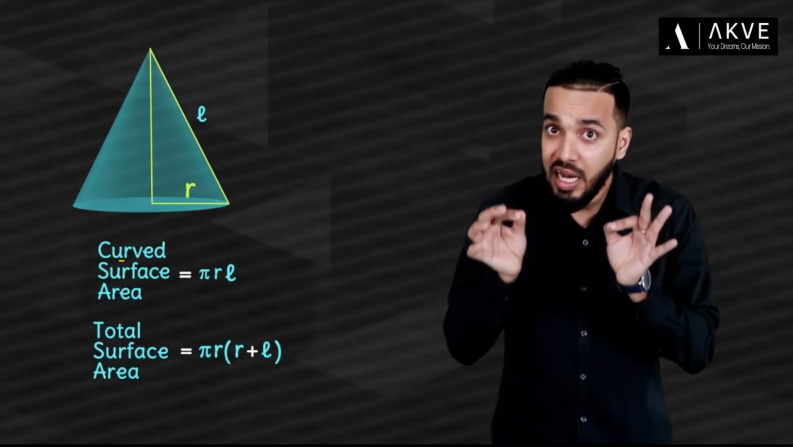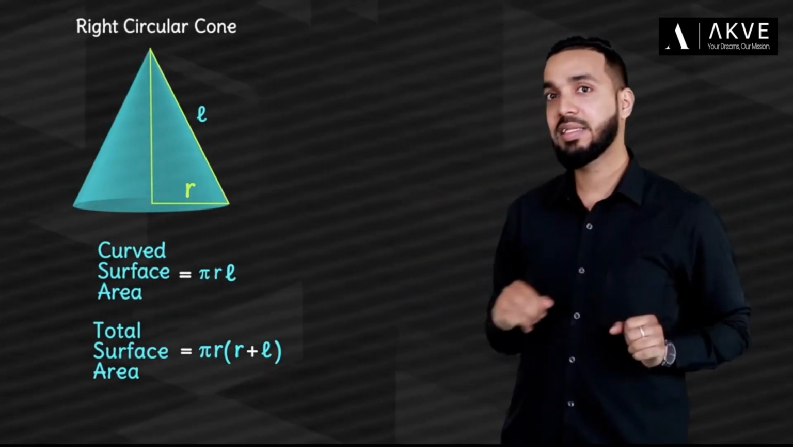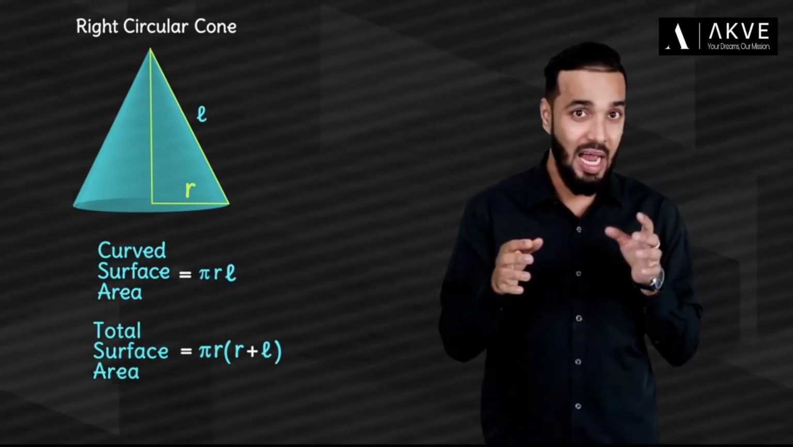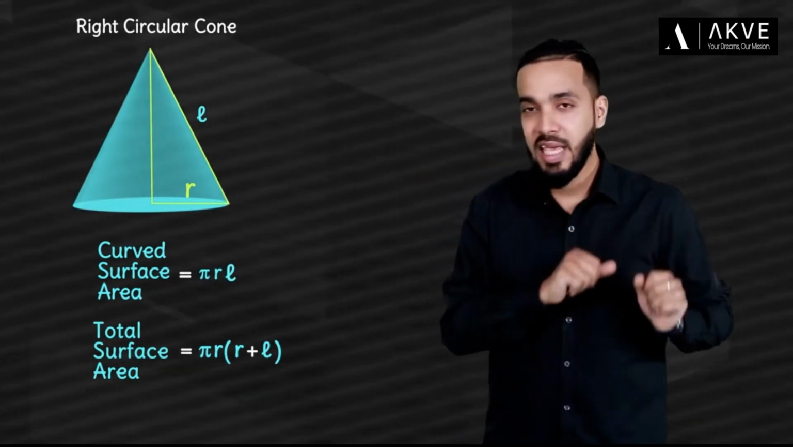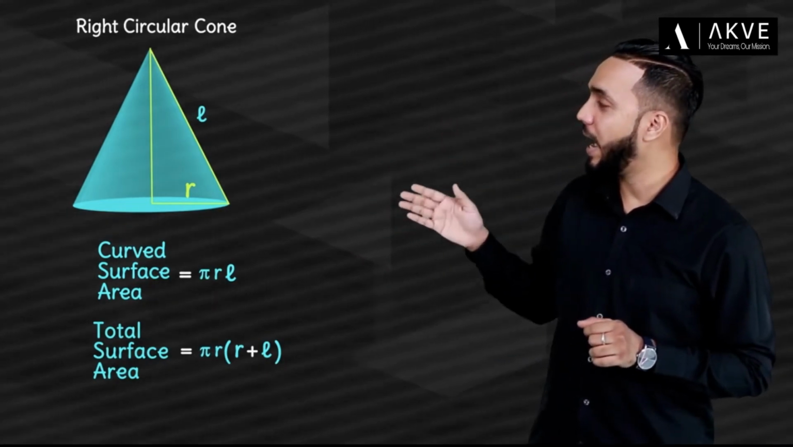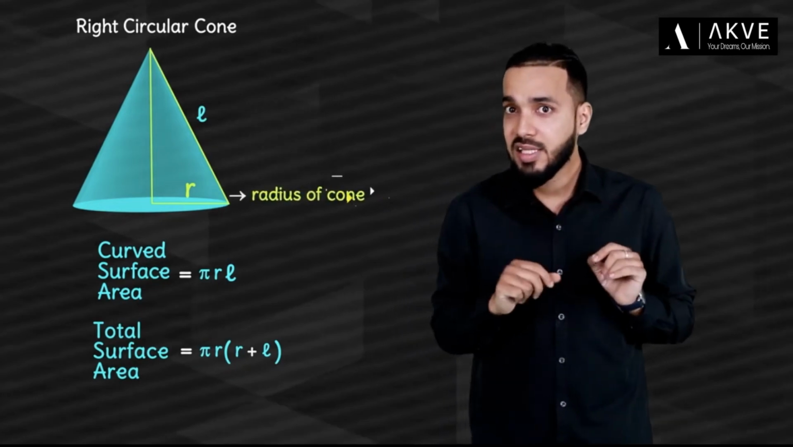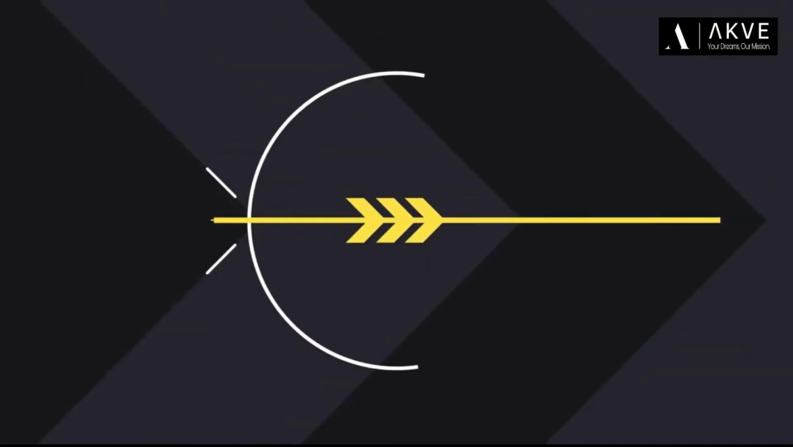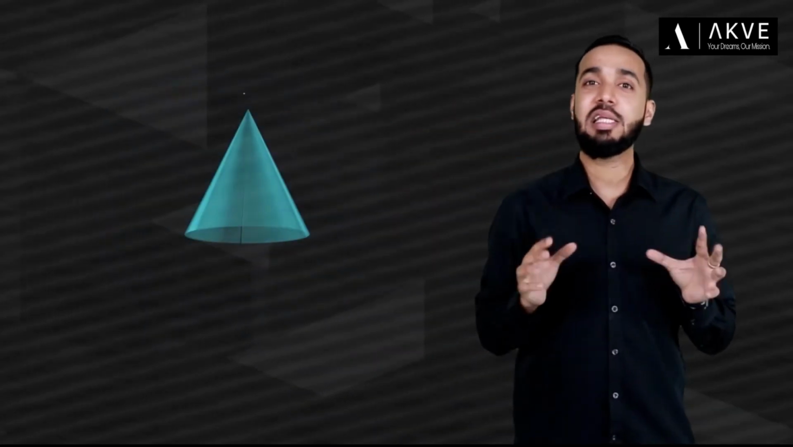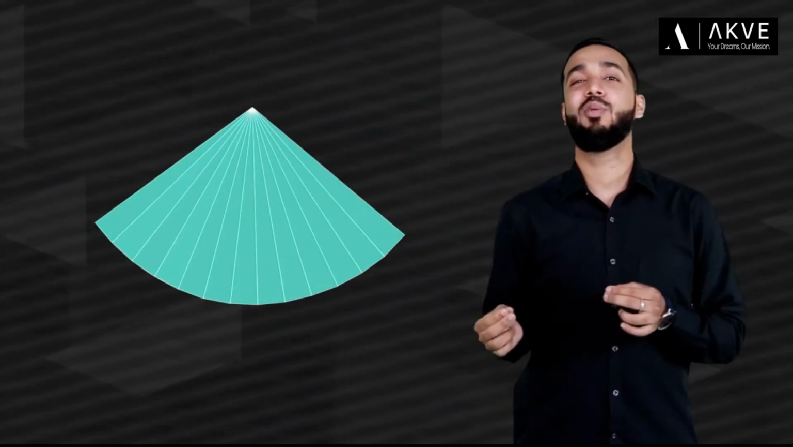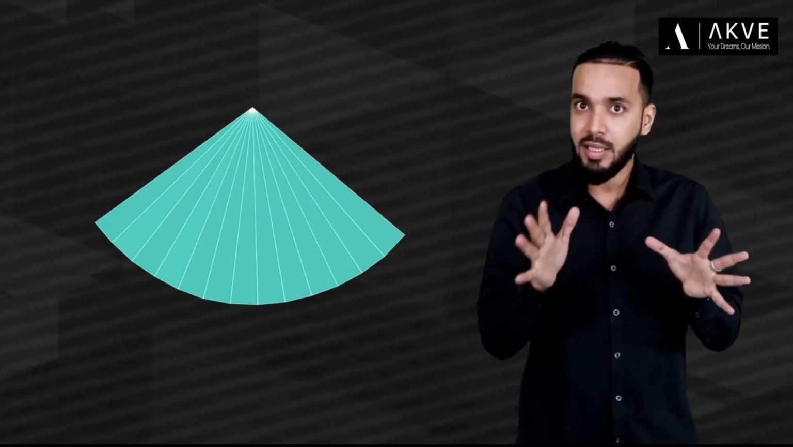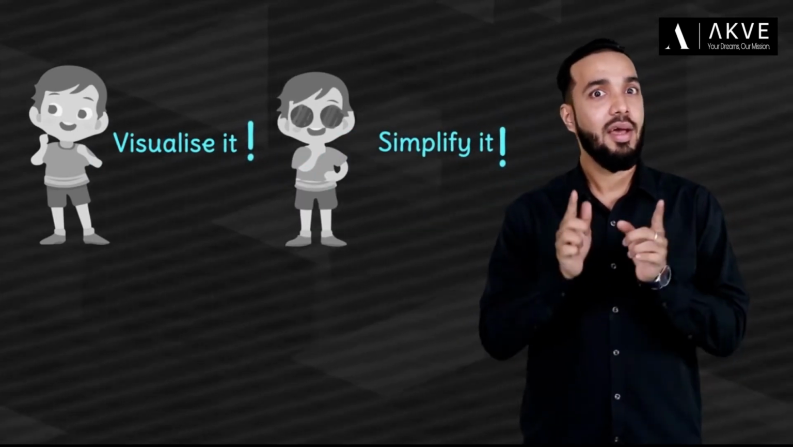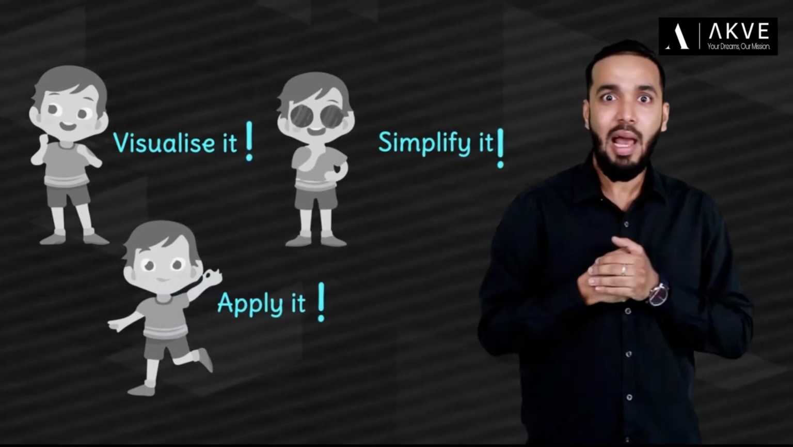So remember, the curved surface area of a right circular cone is given by pi r L and its total surface area is given by pi r into (r plus L). Here, r is the radius of the cone and L is its slant height. Whoa, that wasn't simple. But I'm sure you had fun visualizing the cone being cut open and then being divided into smaller sectors. Mathematics seems difficult, but if you can visualize it, you can simplify it. And if you can simplify it, you can apply it.